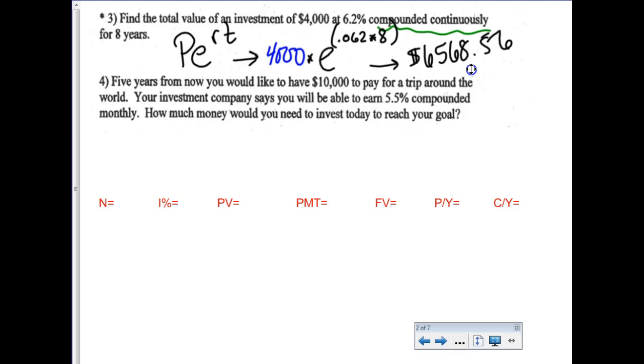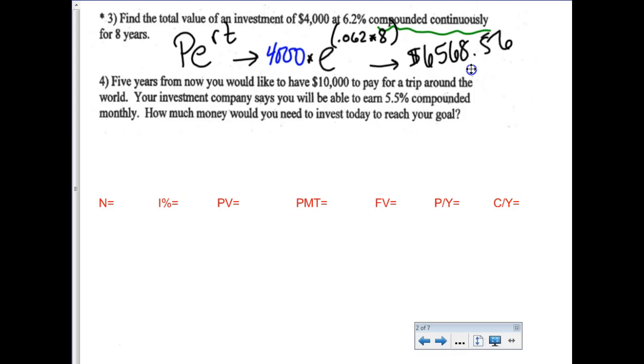All right, number 4. This one, we are going to use the solver. Now, technically, I don't think we have to use the solver on this one because we're not making monthly contributions to this bank account. But I'm just going to show you what it looks like when you use the solver, even though you don't have to.